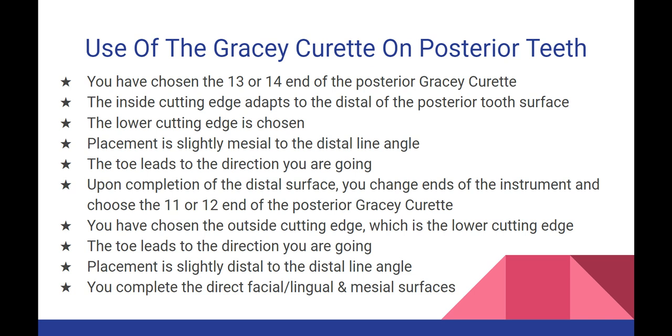Upon completion of the distal surface, you change ends of the instrument and choose the 11 or 12 end of the posterior Gracey curette. You have chosen the outside cutting edge, which is the lower cutting edge. The toe leads to the direction you are going. Placement is slightly distal to the distal line angle. You complete the direct facial, lingual, and mesial surfaces.